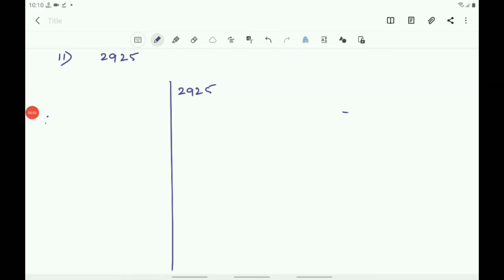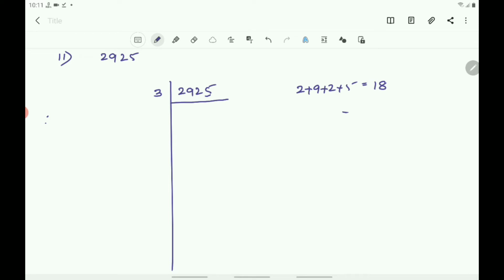Then you take the second number 2925. Now you find the prime factors of 2925, and you know that it is not divisible by 2. The unit digit is 5 here. Next you try it by 3. Find the sum of the digits, 2 plus 9 plus 2 plus 5, 2 plus 9 is 11, 11 plus 2 is 13, 13 plus 5 you got 18, 18 is divisible by 3, so 2925 is also divisible by 3.